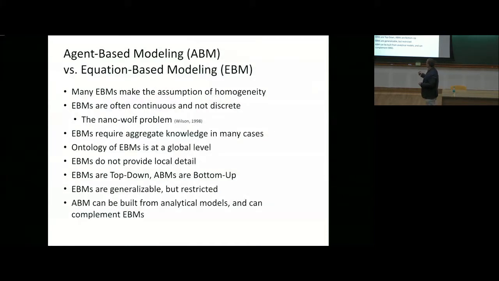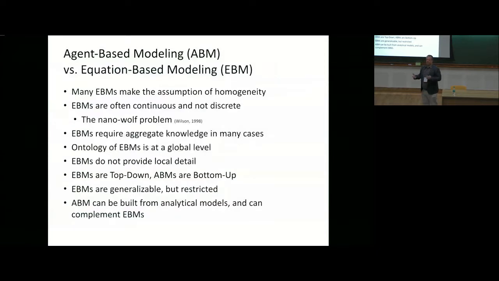The ontology of equation-based models is at a global level. What I mean by that is equation-based models say that there is a population of the employed or the unemployed. It doesn't say that this individual is employed or unemployed, right? And so as a result, it's harder to draw that connection to the real-world system as much. There's no local detail. If I know from an equation-based model that I've created that 1,000 people will be unemployed next month, right? I don't know who those 1,000 people are, and I don't usually know where they are, right? Whereas the agent-based model would be able to make predictions of exactly which individuals are likely to become unemployed.